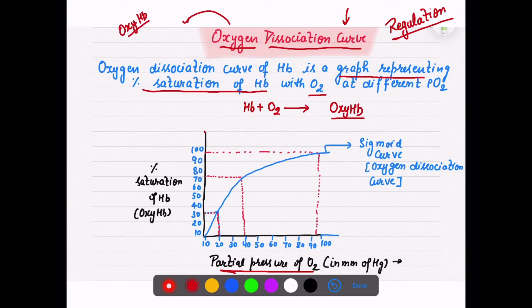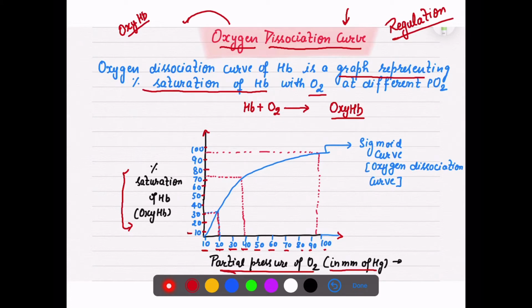Now as you can see, on your y-axis we have taken percentage saturation of hemoglobin, that is oxyhemoglobin, and on the x-axis we have marked partial pressure of oxygen, which will be in mm of mercury. Here we have taken a few readings: 10, 20, 30, 40, 50, 60, 70, 80, 90, 100. The same you have to take on the y-axis also: 10, 20, 30, 40, 50, 60, 70, 80, 90 and 100, right? So now one by one we will see.